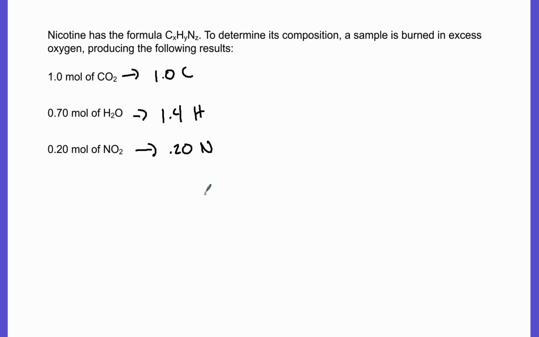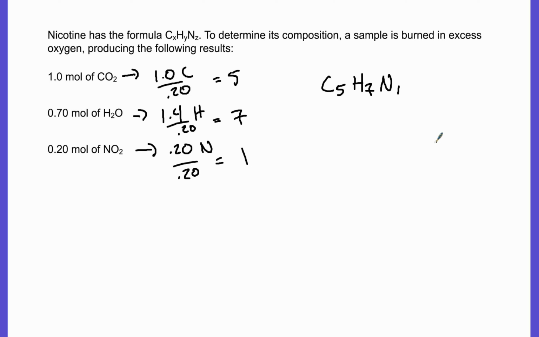But these are all mole values, so all I have to do is divide by the smallest. If I take 1 and divide it by 0.2, I get 5. If I take 1.4 and I divide it by 0.20, I'm going to get a 7. If I take 0.20 and divide it by 0.20, I'm going to get a 1. So that means that my empirical formula should be C5, H7, and N1, right?